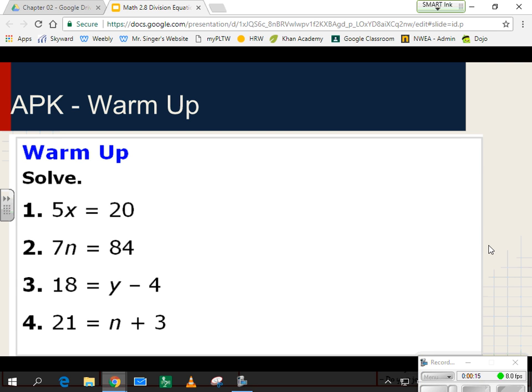Here's your warm-up for today. Let's take the things that you've learned so far, how to do adding, subtracting, and multiplying, and see if you can solve these equations. Remember to do what you do to one side, you have to do the other, and what you're doing is the inverse operation. Come back when you got the answers.